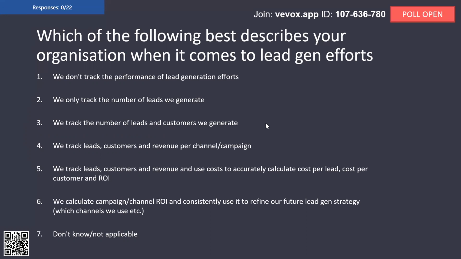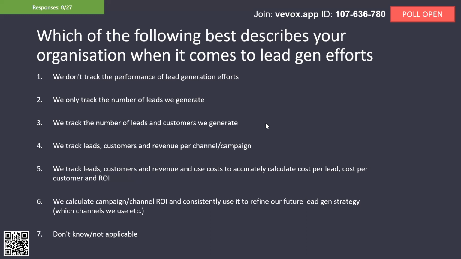We don't track performance. We only track the number of leads we generate. We track the number of leads and customers we generate. We track leads, customers, and revenue, and we do it per channel campaign. We track leads, customers, and revenue, and costs, and we can calculate things like return on investment from a campaign. We're doing all of that in number 6, and we're using that information to refine our future lead gen strategy, or don't know, not applicable. Sorry, that one's a bit of a long one there.